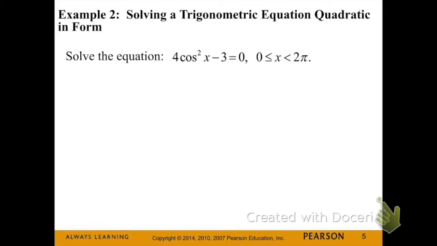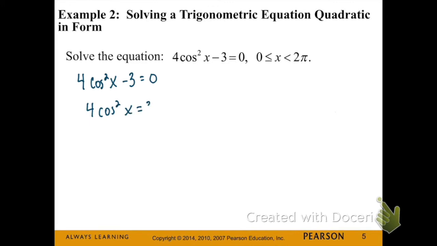Example 2, solving a trigonometric equation in quadratic form. So we see in our example here, 4 cosine squared of x minus 3 equals 0, that we have a quadratic going on. Since I just have one squared term and I don't have another cosine term in my equation, I'm going to end up solving for that cosine squared of x and then taking the square root of both sides.